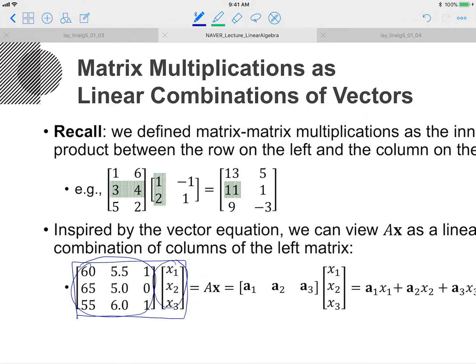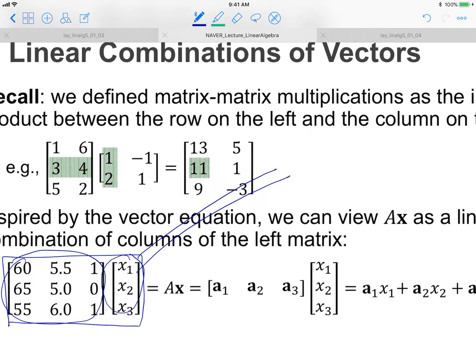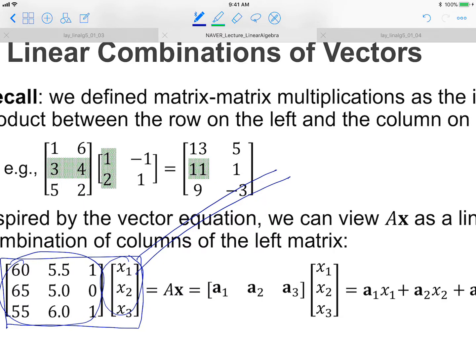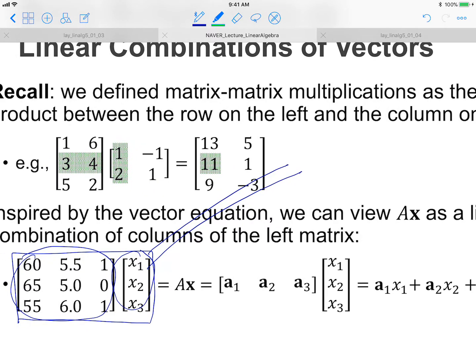So let's see, I will just move it to here. The first typical way of viewing this matrix and vector multiplication is based on some inner product, which is this row vector times this column vector. You guys know the inner product, right? So in this case, 60 times x1 plus 5.5 times x2 plus x3, right? That is the result of the inner product with the first row here and this column on the right.